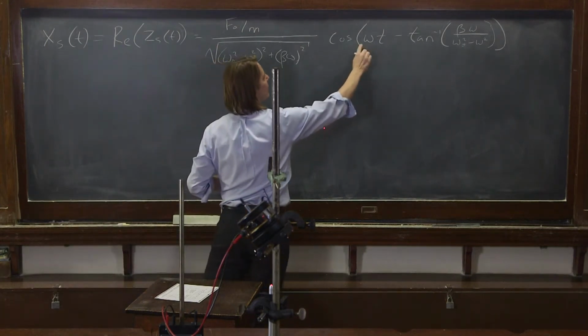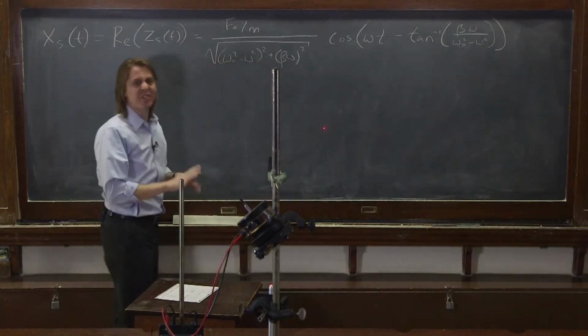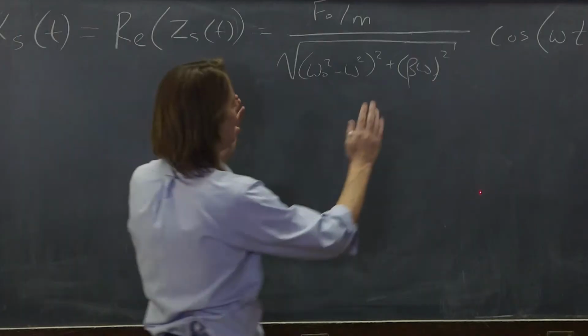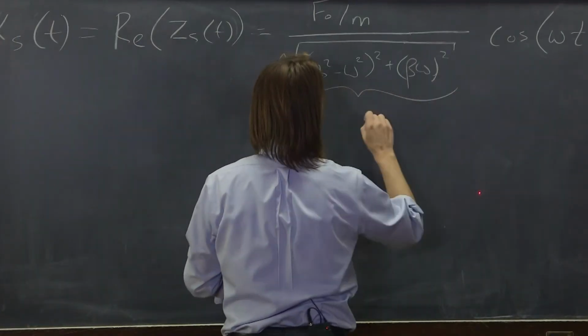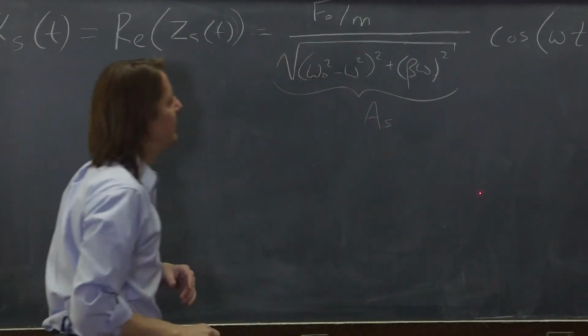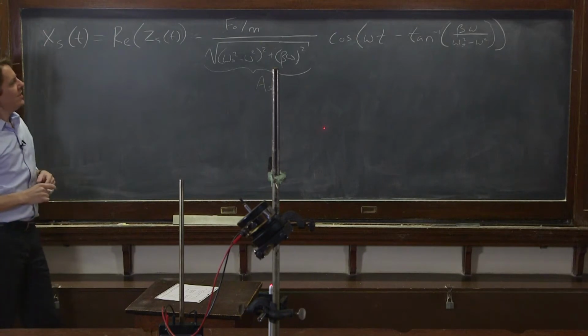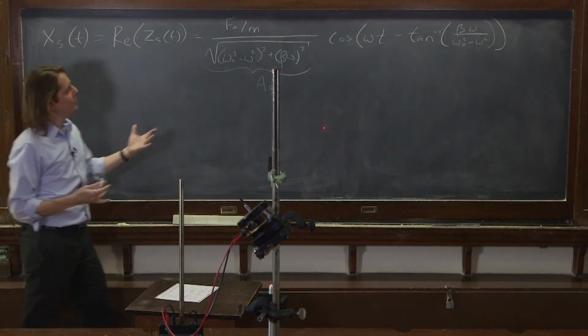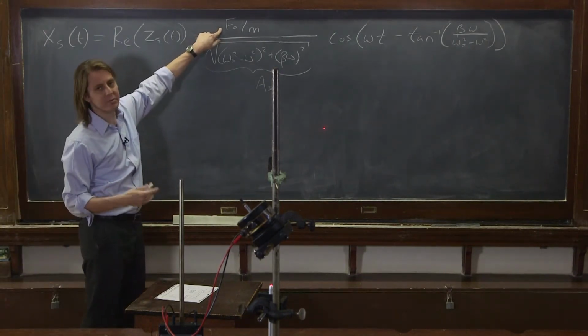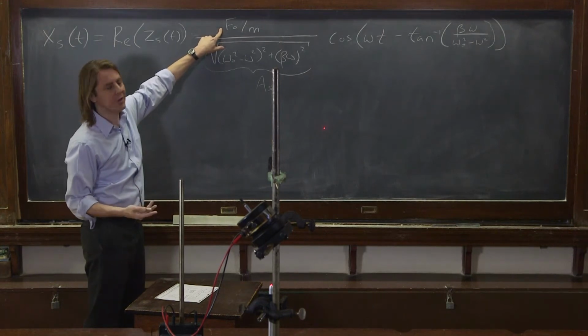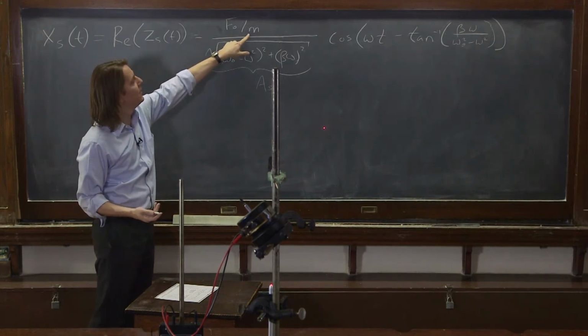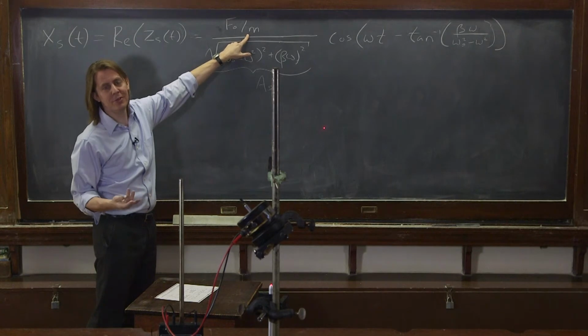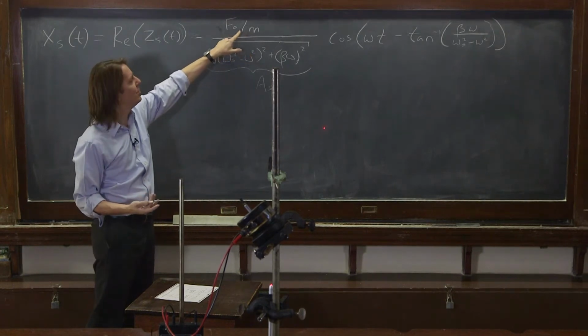First of all, it's just going to oscillate at the drive frequency. That's the steady state part. But let's look at this amplitude term. Remember, this is the steady state amplitude. You can see that the amplitude is going to depend on a few things. It's going to depend on how hard it drives it. That's not too surprising. If you push harder, it's going to get a bigger amplitude. If it's light, it's going to get a bigger amplitude. If it's heavy, it's going to have a small amplitude.